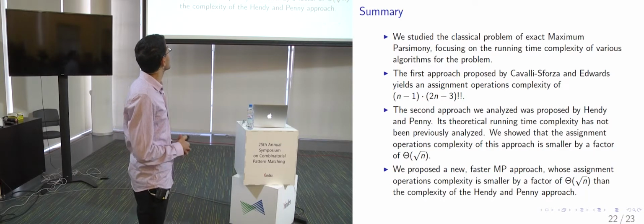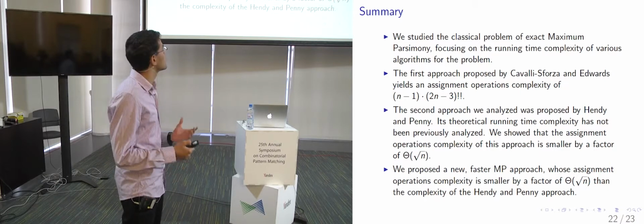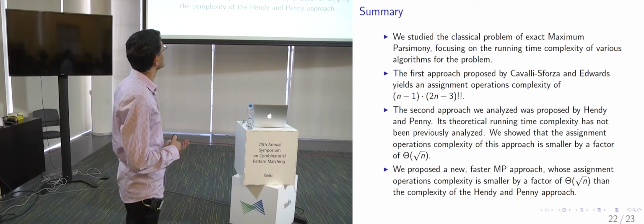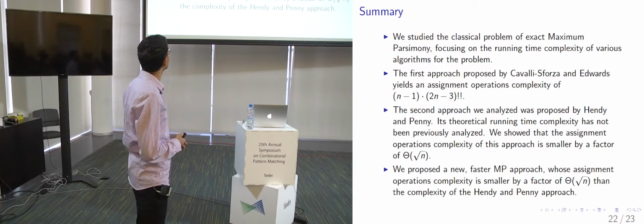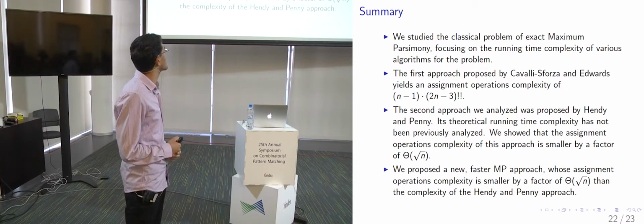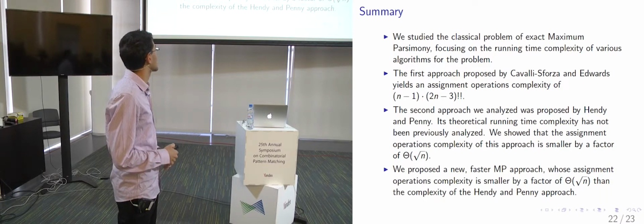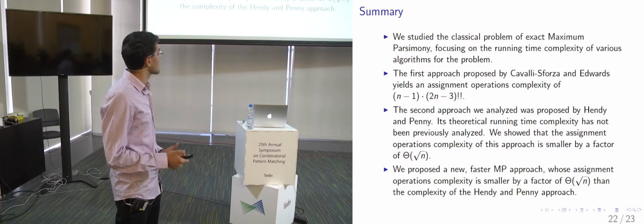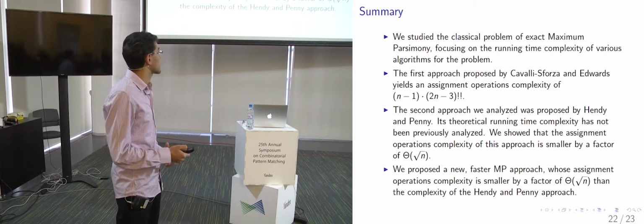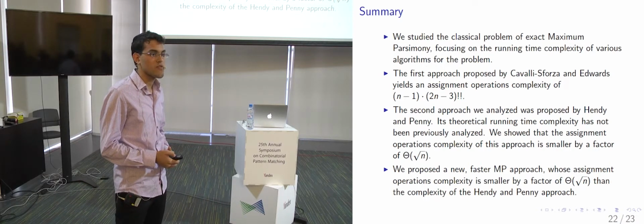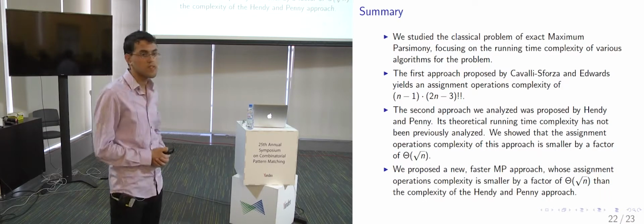The first approach, of Cavalli-Sforza and Edwards, basically surveys the different models in a statistical fashion. Their approach yields a complexity of n-1 times the number of phylogenies. The second approach, of Hendy and Penny, which we analyzed, they did not manage to analyze its worst case running time. We showed it's actually faster than the previous algorithm of Cavalli-Sforza and Edwards by a factor of square root of n. And we also proposed our algorithm, which is faster than the two of them, and has an assignment operation complexity in the same order as the number of phylogenies, so (2n-3) double factorial, exactly.